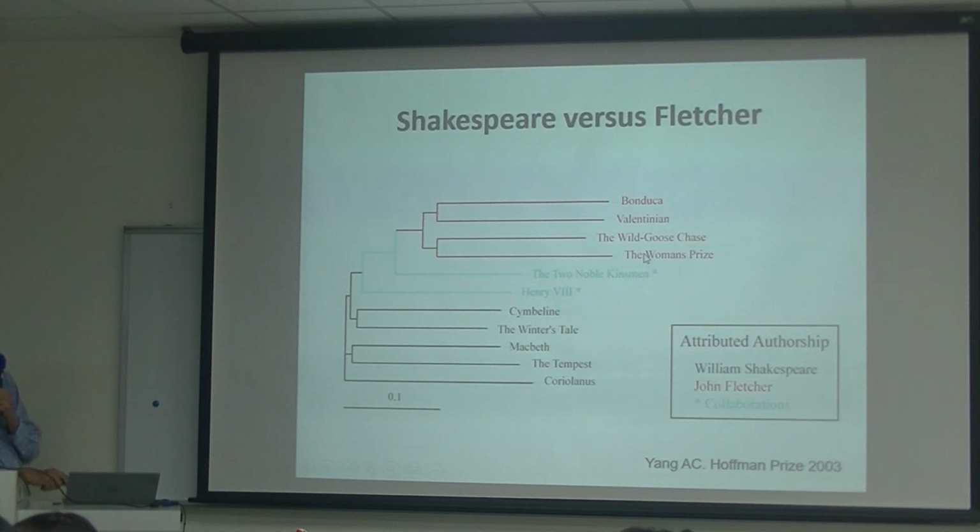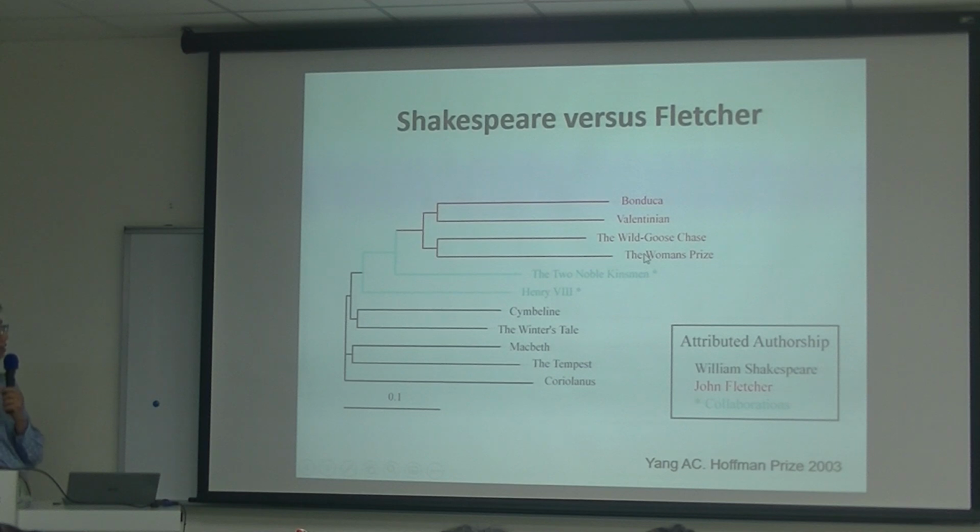Okay. So that's one result I have done before. If we have the plays from Shakespeare, and also the plays from John Fletcher, we know that some plays are written collaboratively by Shakespeare and Fletcher. For example, The Two Noble Kinsmen is written by the two authors. So both authors contribute to this play. Also, Henry VIII was also a collaboration by the two authors.